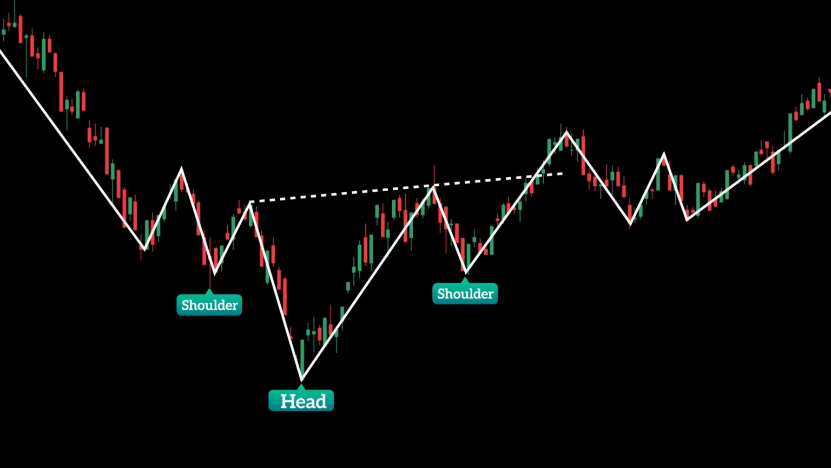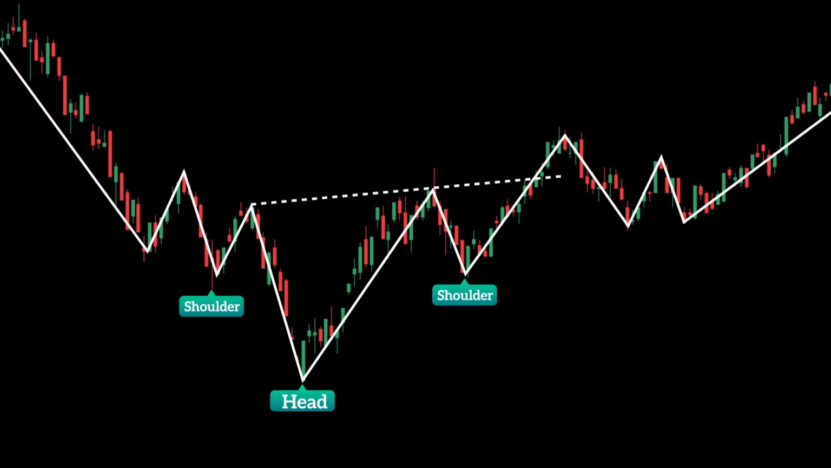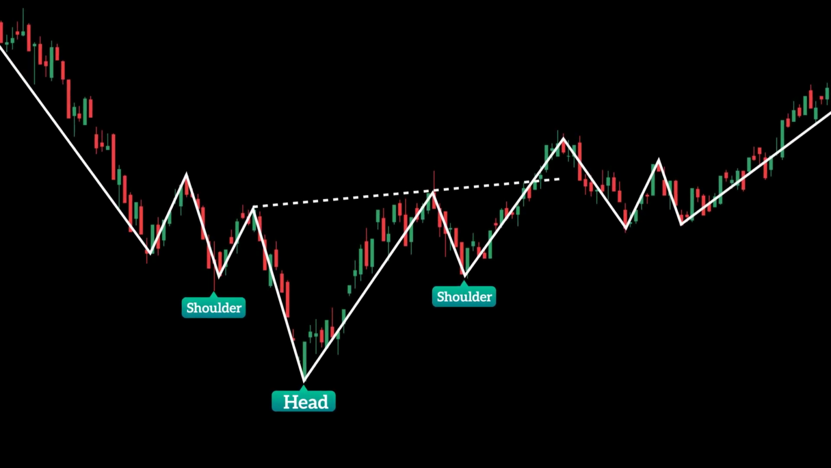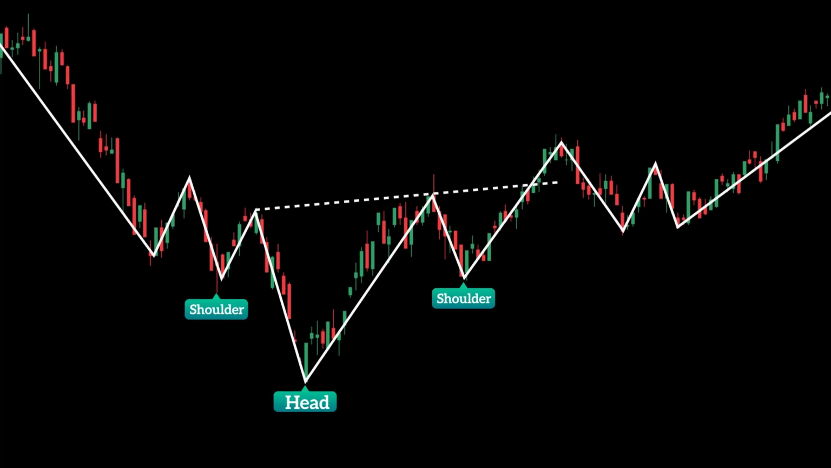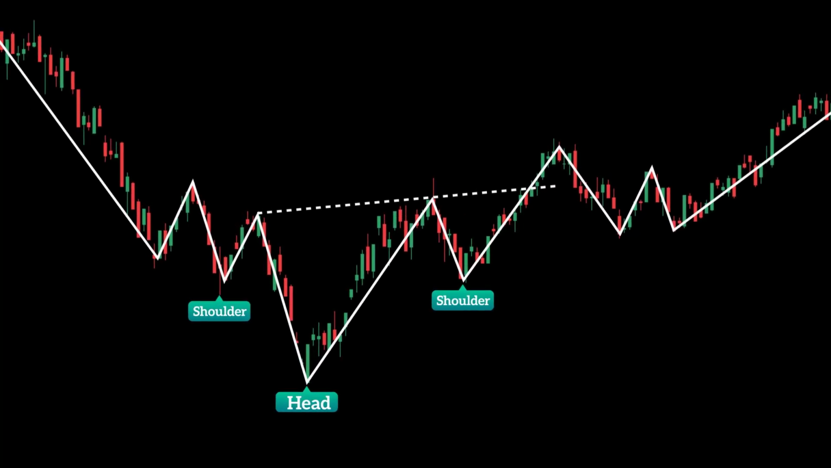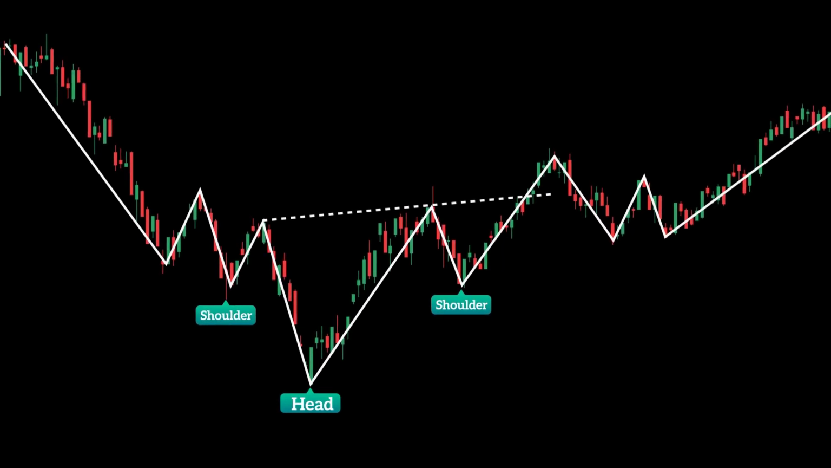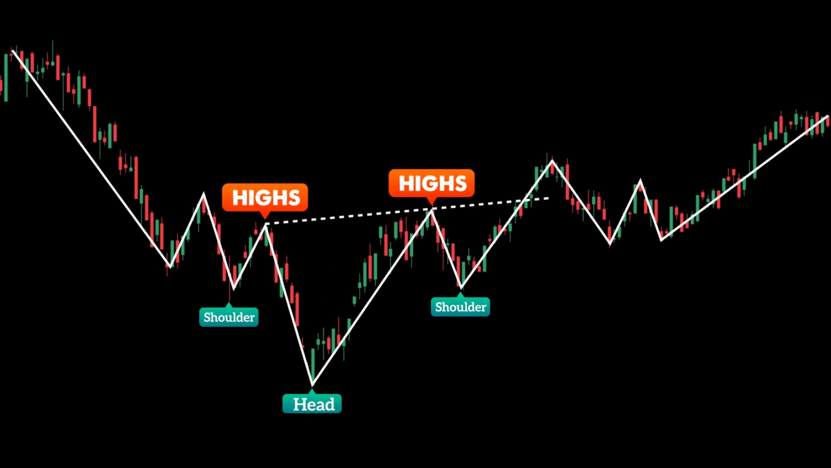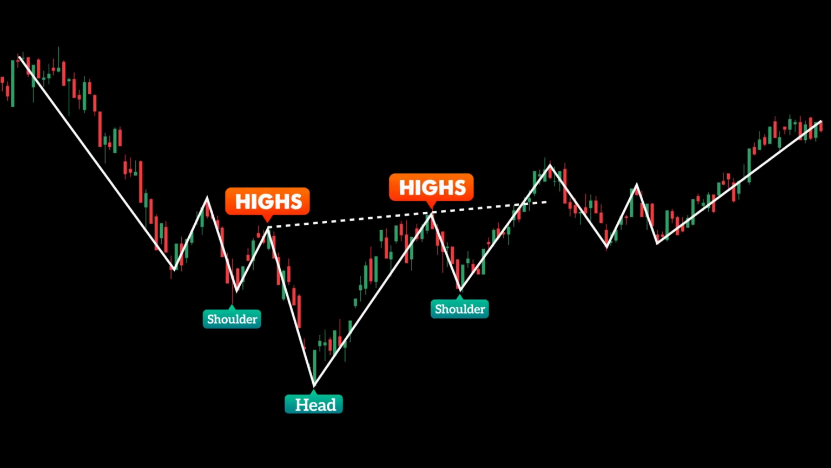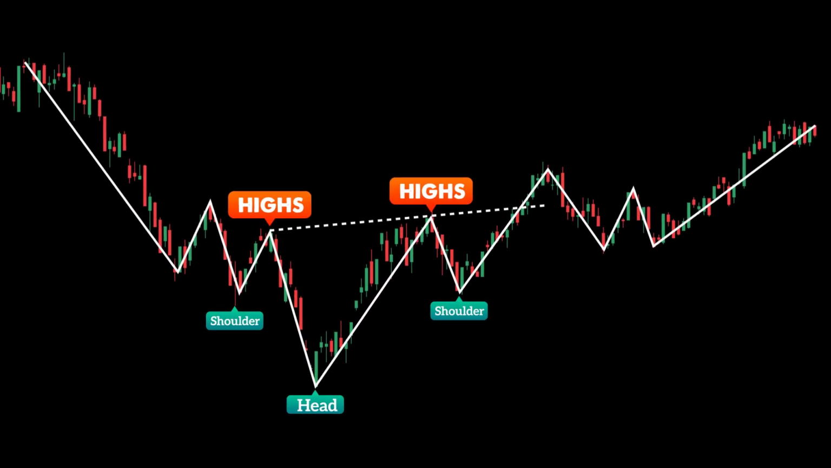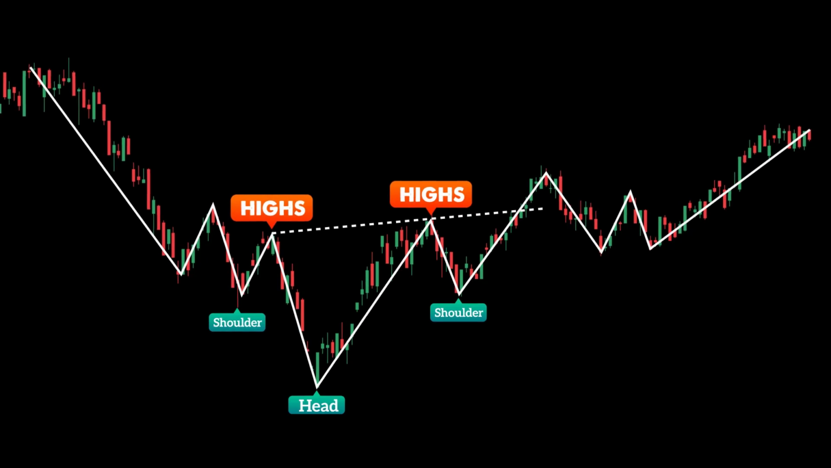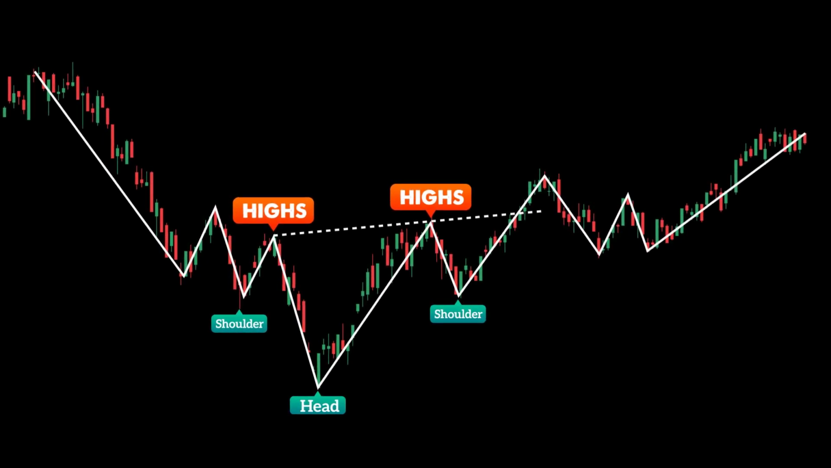Just like with the standard head and shoulders pattern, there's also a higher quality variation of the inverse head and shoulders pattern when the price forms a sloping neckline. From a price action perspective, this is considered a stronger reversal pattern because the price not only creates a higher low, but also forms a higher high. This confirms that the trend change has been completed, rather than just hinting at a possible reversal.